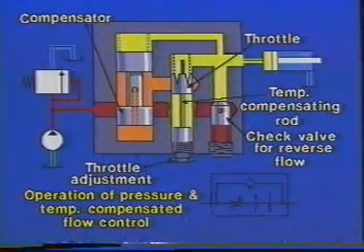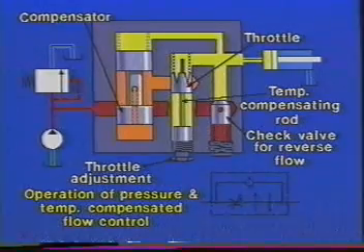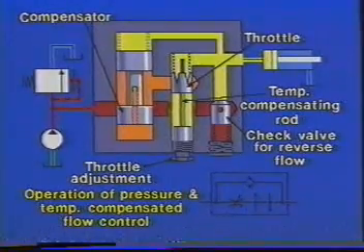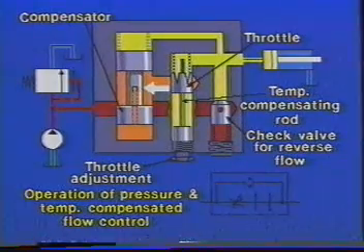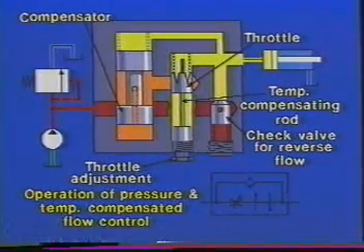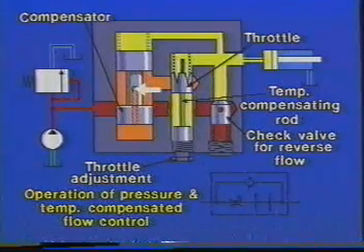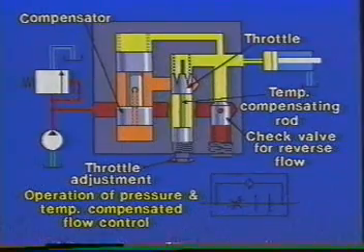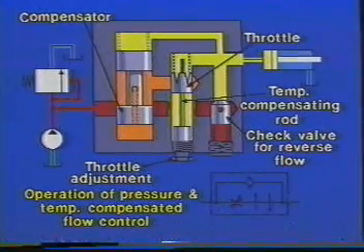Now, here we have a drawing of a pressure-compensated flow control with a temperature-compensating throttle. Its operation is essentially the same as the previous valve. Here's our compensator spool. Now, instead of having the sensing hole in the body at this point, we simply sense the pressure to the bottom of the spool through this hole. Instead of using the graphic representation for the throttle, we'll show a more realistic one.